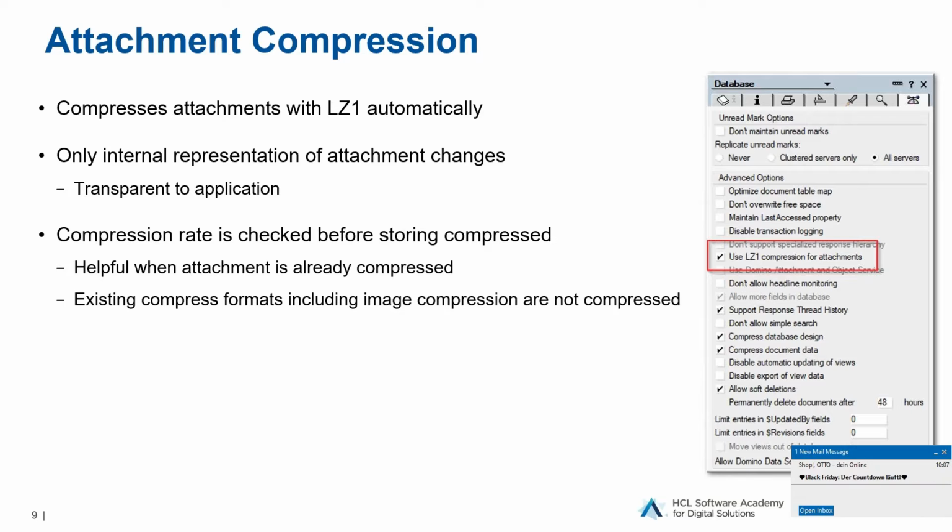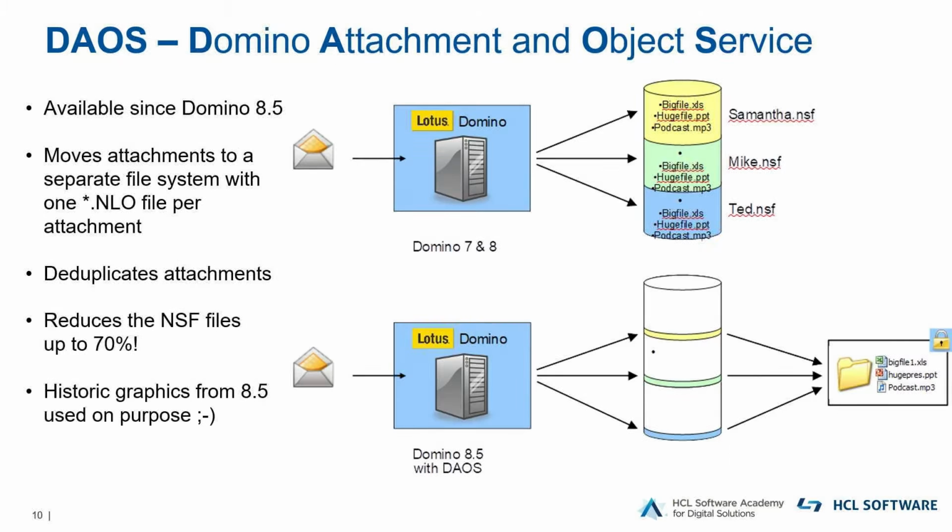Next would be attachment compression. This is usually on by default in current mail templates, so you usually don't need to change that. But for existing applications, you might want to have a look if LZ1 is the attachment compression algorithm. So that's something also to look into.